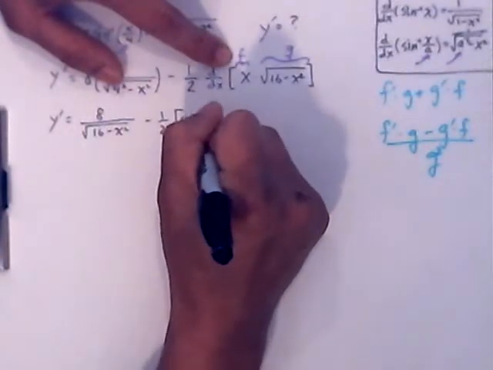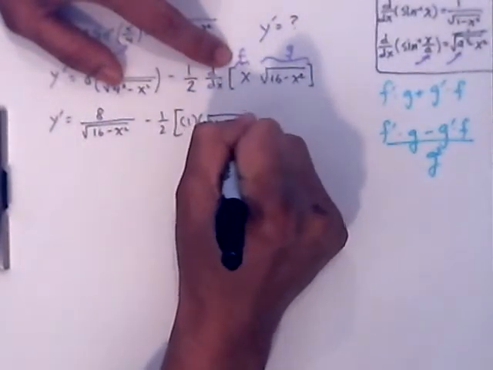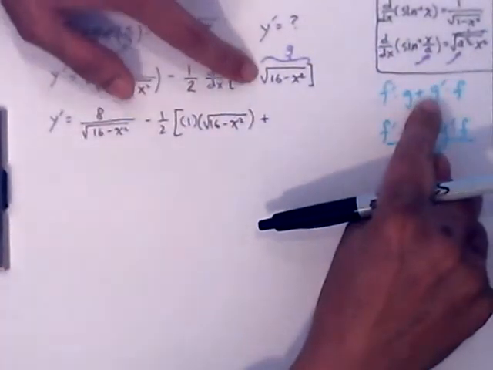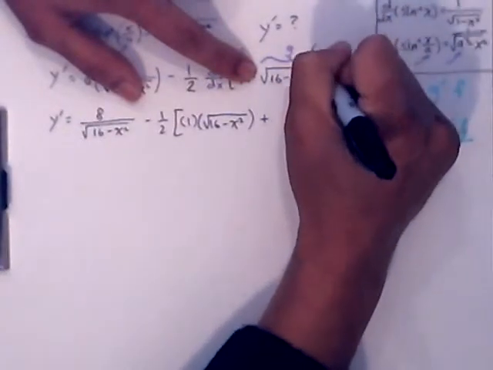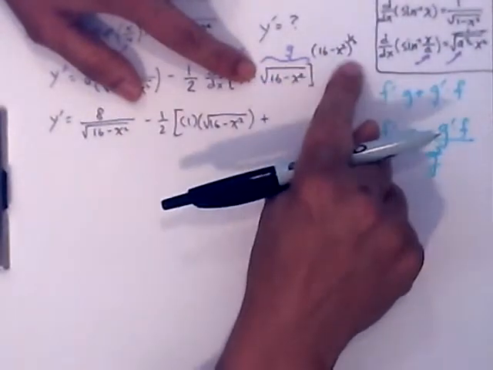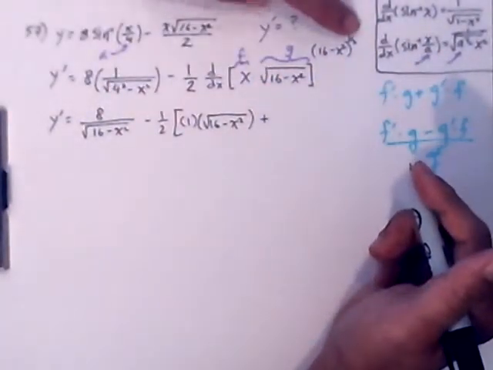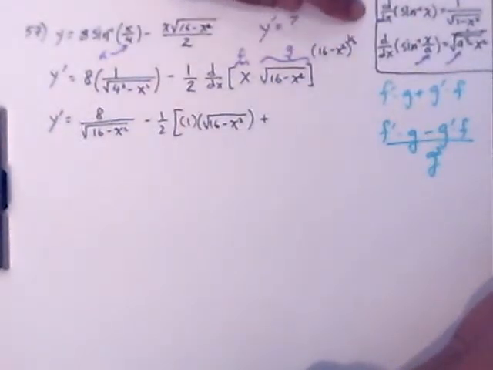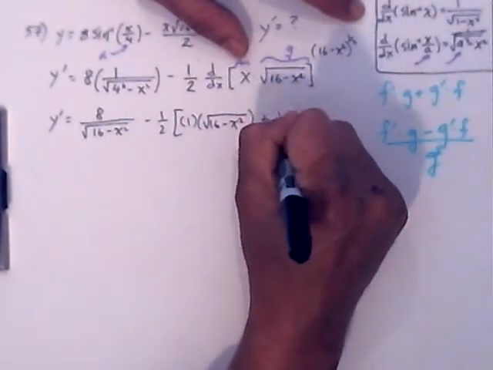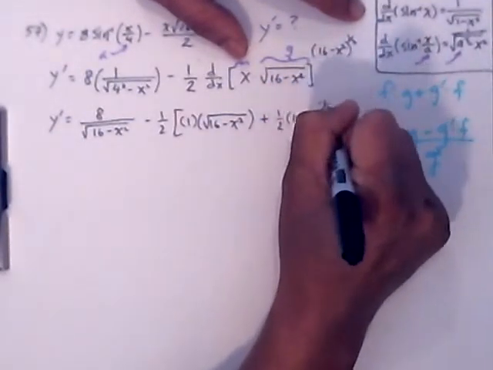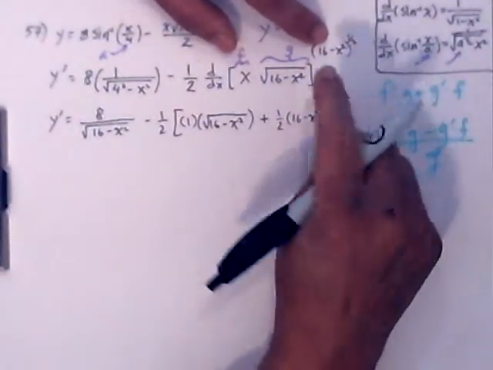The derivative of f is just 1 times the square root of 16 minus x squared, plus, and then the derivative of the second, I'm going to write this as 16 minus x squared to the 1/2. So I'm going from a radical form to an exponential form. The derivative of an exponential, using the power rule, you bring on down the 1/2 and then subtract 1. So it becomes 1/2 times 16 minus x squared to the negative 1/2, and then times the chain portion, which is the derivative of the inside.